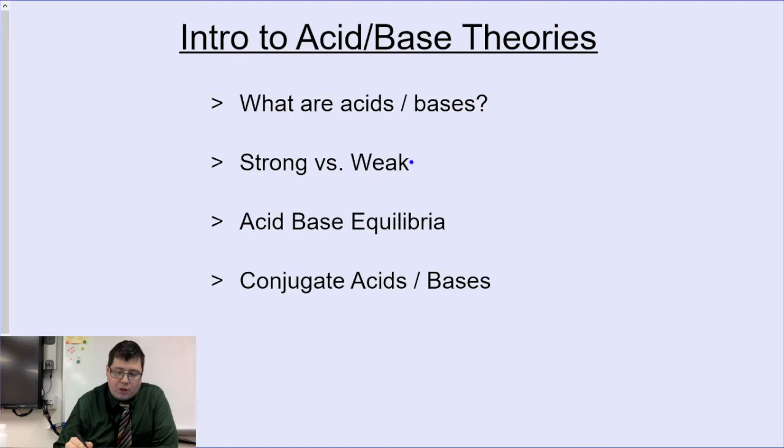Then we're going to introduce what a strong and a weak acid and base are, talking about what is different and what makes something strong versus weak. We're then going to use that to propel us into talking about acid and base equilibria, seeing some examples, and then finally discussing conjugate acids and bases.